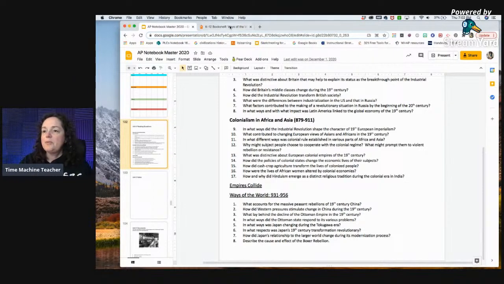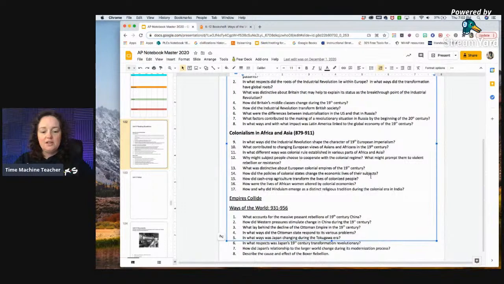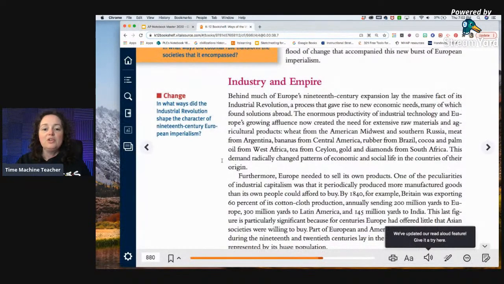I'll look in both spots. Okay, our first question, question number 9, is: in what ways did the Industrial Revolution shape the character of 19th century European imperialism? I'm going to throw that in there real quick just so that it's right for next year. All right. So in what ways did the Industrial Revolution shape this and kind of cause imperialism? So this would be really good for your context that's coming up for a DBQ that you may have to write on imperialism. We are on page 880.